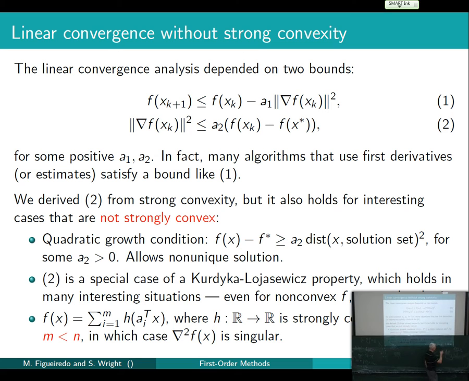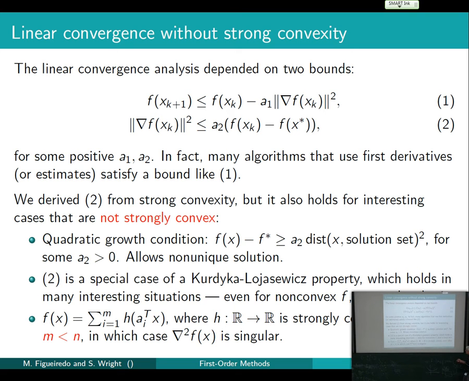And even though it fails to satisfy strong convexity, it still satisfies conditions like that because it satisfies a quadratic growth condition. And so you can get linear convergence for problems like that as well. So generalized linear models that crop up a lot in statistics often have this form. And so you can get linear convergence rates for them, just like you get for strongly convex functions.